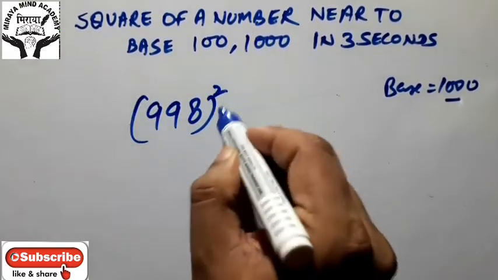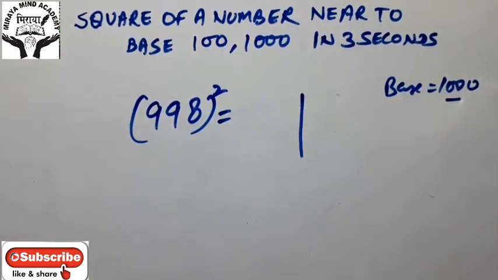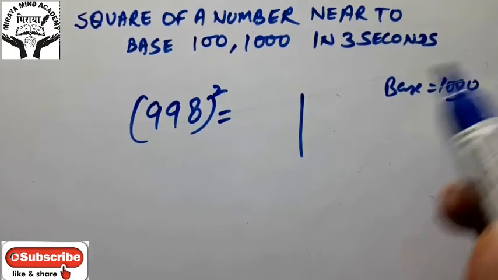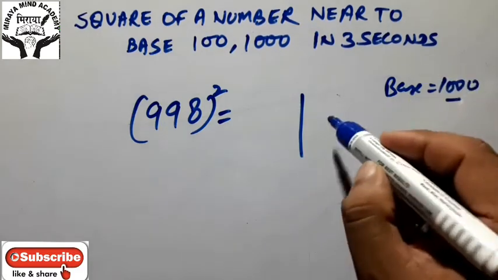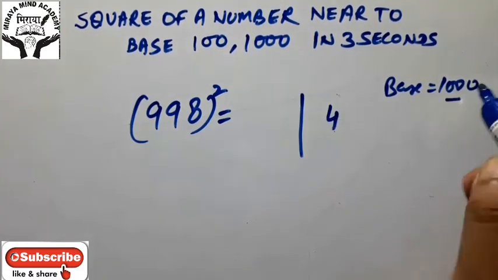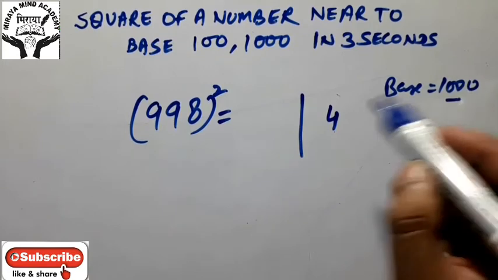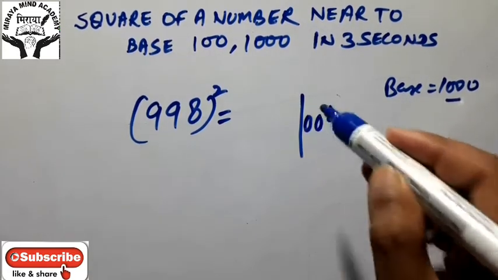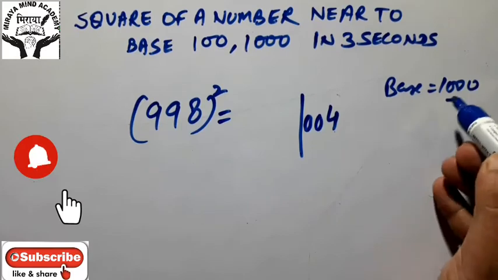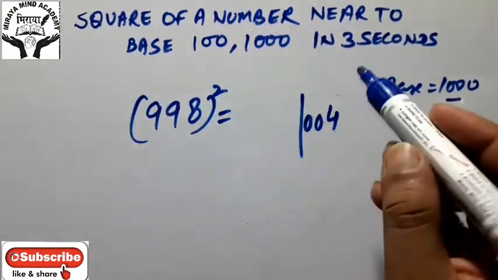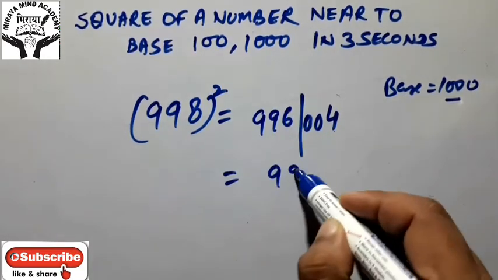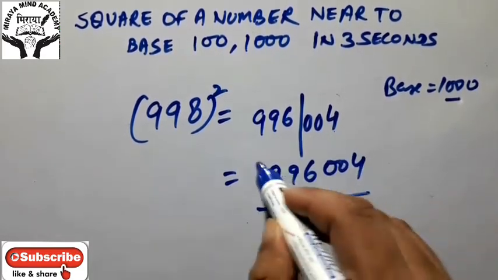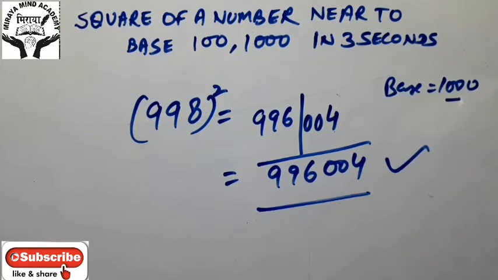How to find the square of this number? Now again we'll draw a vertical line. Now how far is this number from 1000? Minus 2. So 998 minus 1000 is minus 2. The square of minus 2 is 4. Because the 1000 base has 3 zeros in it, we'll add 2 more zeros to it. Now we will subtract 2 from 998, so we get 996. So 996004. Here's the answer.